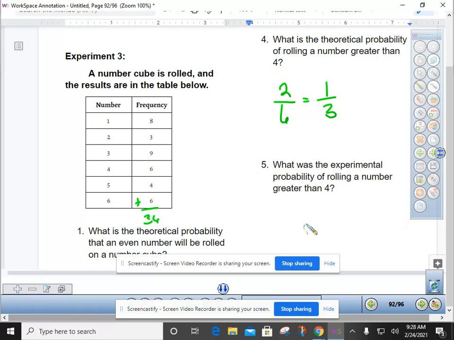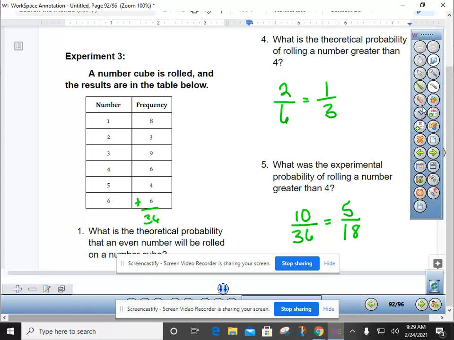So the experimental probability of rolling a number greater than 4, they rolled it 36 times, and how many times did they land on greater than 4? 10. Does everybody see where the 10 comes from? Yes, ma'am. 4 plus 6. There's a 5 and a 6, 4 and 6 is 10. Then we would simplify that to 5 over 18.